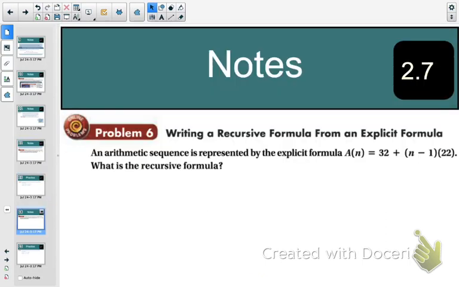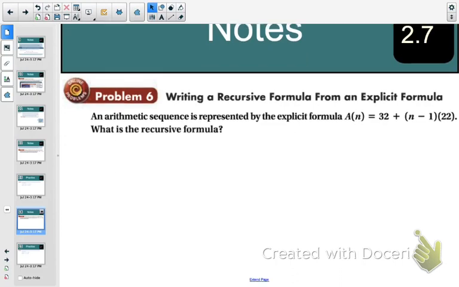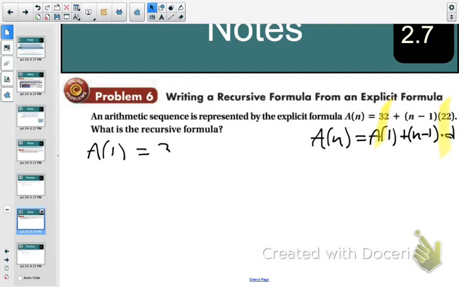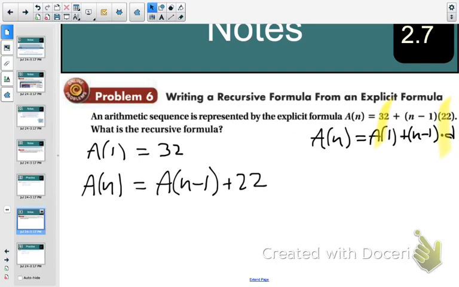Alright, now we want to go from explicit to recursive. Remember your explicit formula is a_n equals a1 plus n minus 1 times d. If we match this up, a1 goes with 32 there, and d is 22. So to write the recursive formula, all we say is what our first term is, a1 equals 32. And then we say a_n equals the previous term plus 22, because that's our common difference. So you're just filling in, again, these two things: first term and common difference.